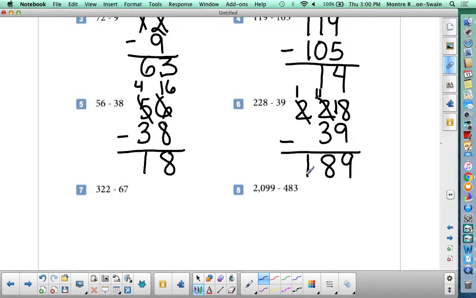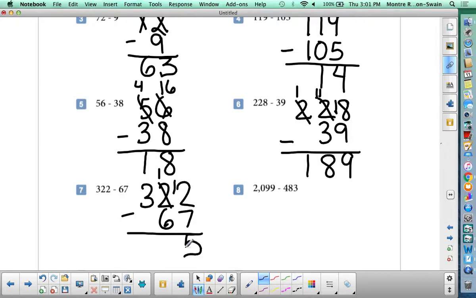Number 7, we have 322 minus 67. Okay, we have 2 take away 7. We cannot do, so we're going to regroup from the tens place. Cross out the 2. The 2 becomes a 1. The 2 in the ones place becomes 12. So now we have 12 minus 7, and that is 5.